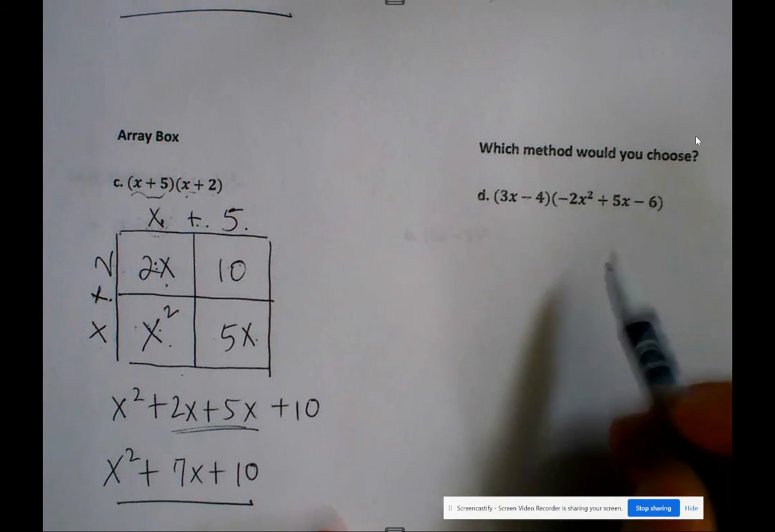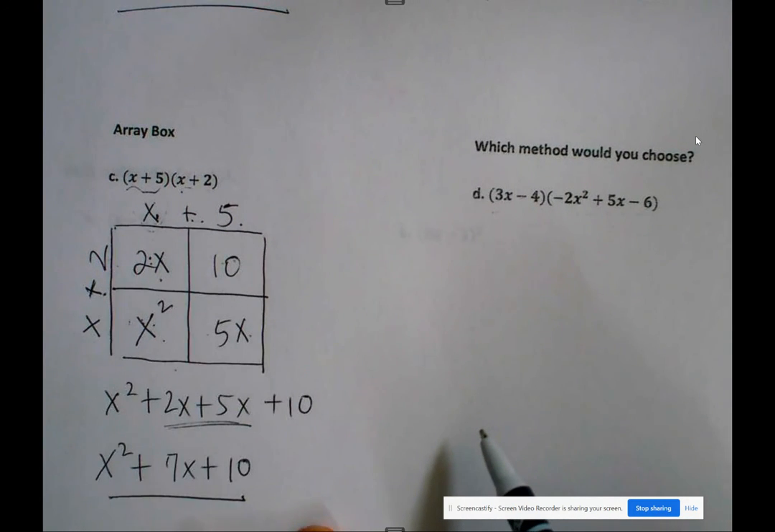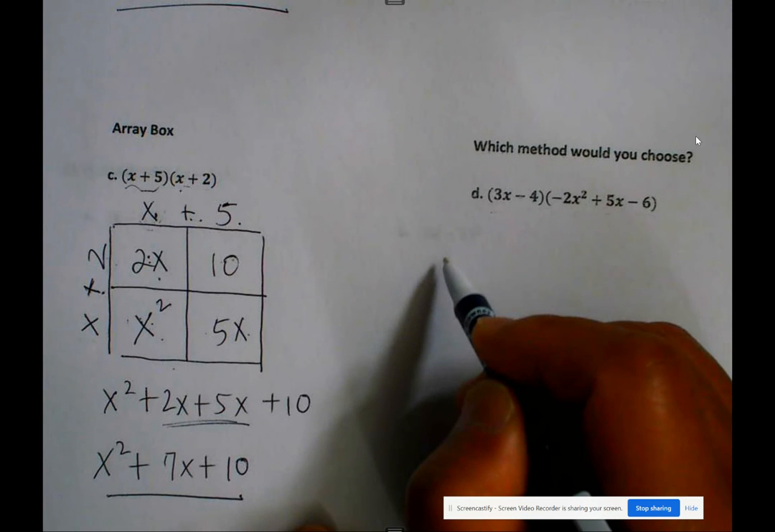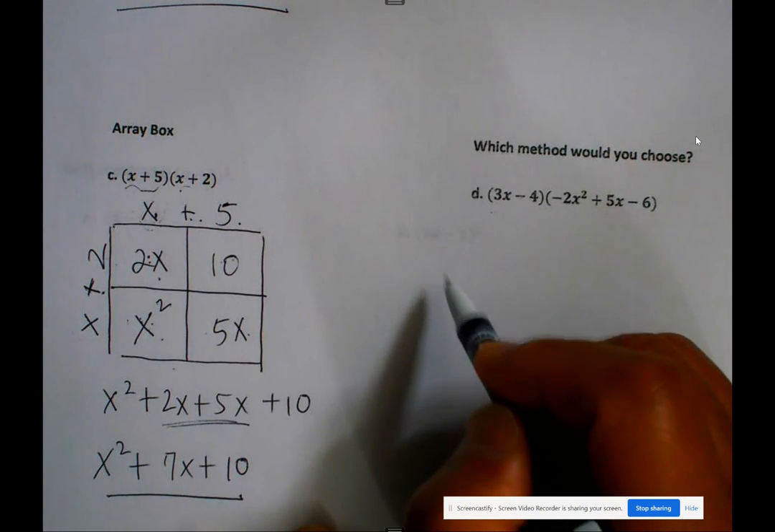Okay, so for binomial and trinomial, how many boxes do you think you need to draw in this case? What do you think, guys? I want you to think about how many boxes. I'll give you a few seconds to think about it.